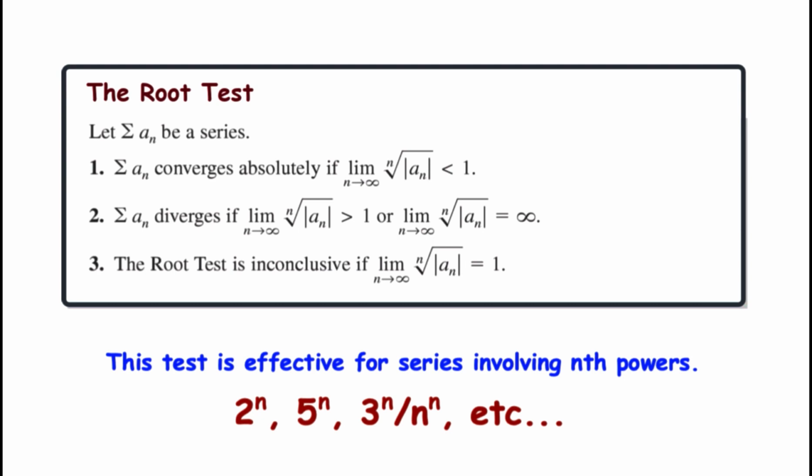All right, we've reached the final test out of the 10 tests for convergence and divergence. This is called the root test. And it's most effective if you have series that have nth powers, 2 to the n, 5 to the n, like I wrote below, or you have nth roots in there. You want to use this test.